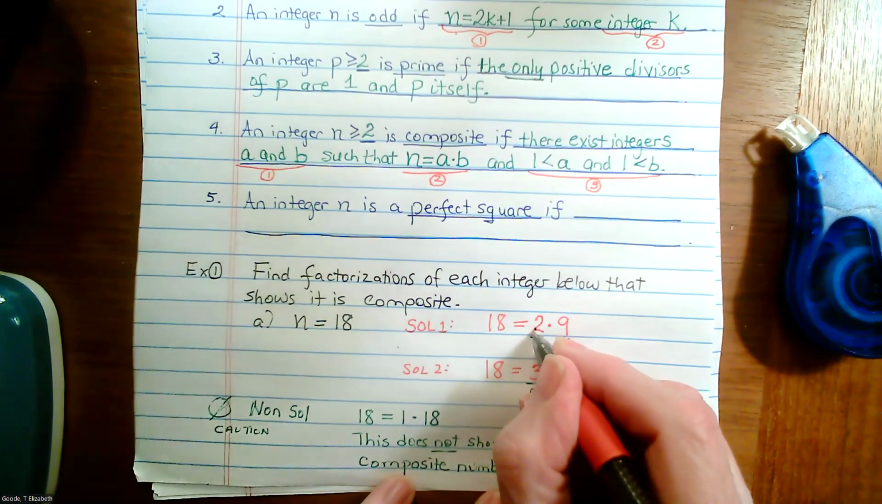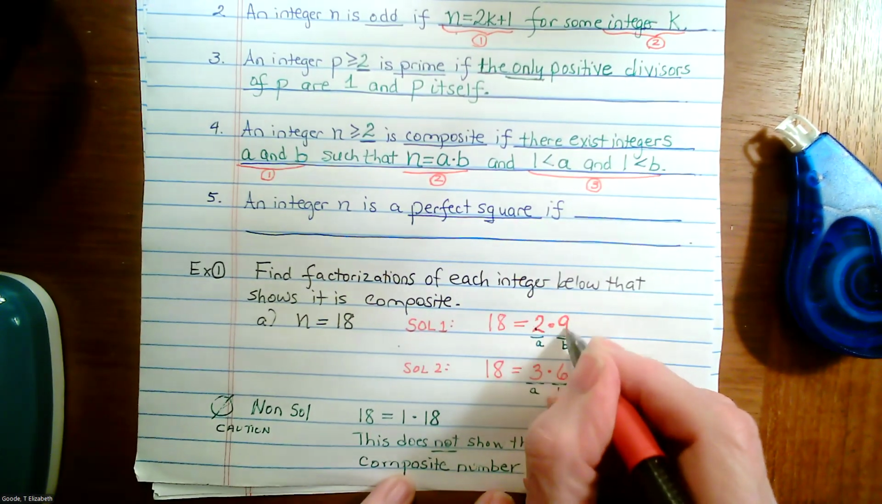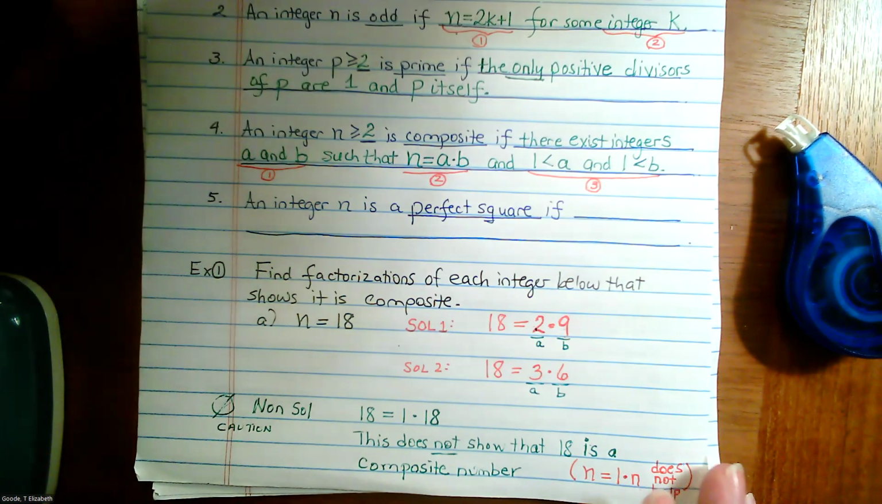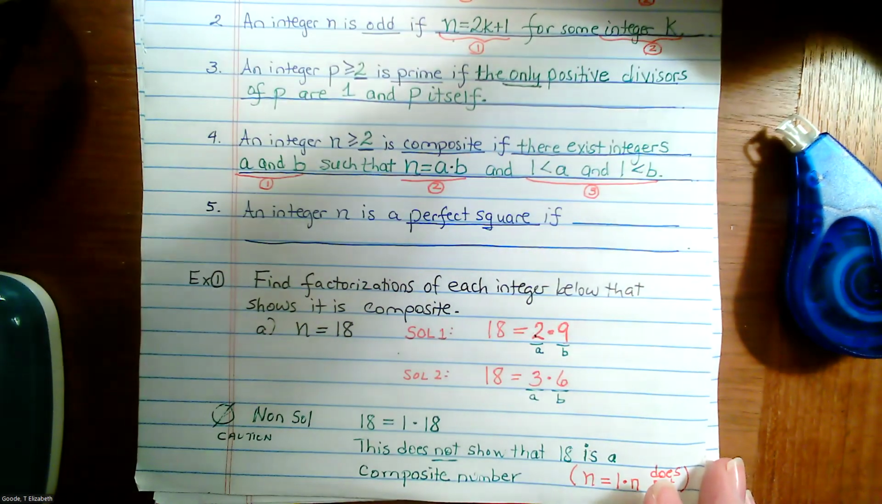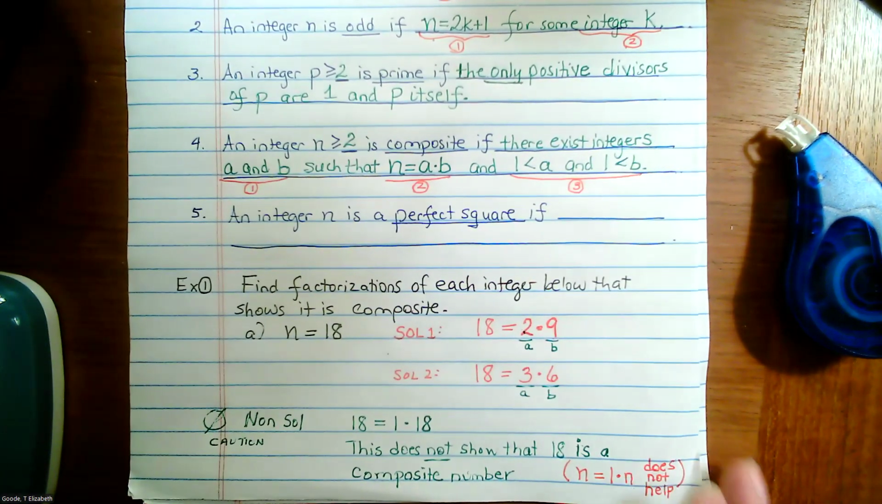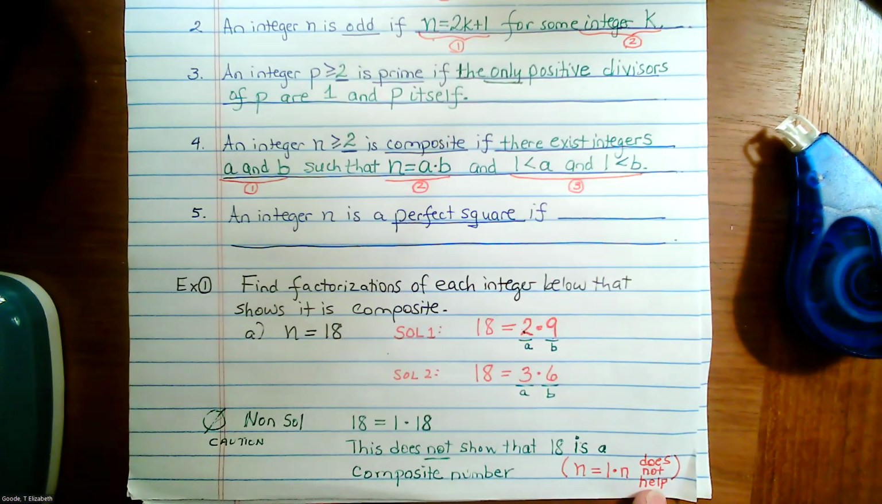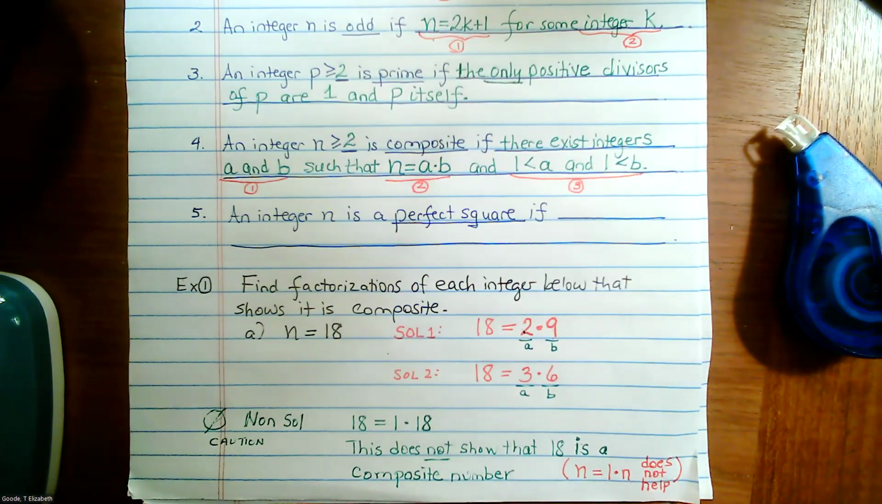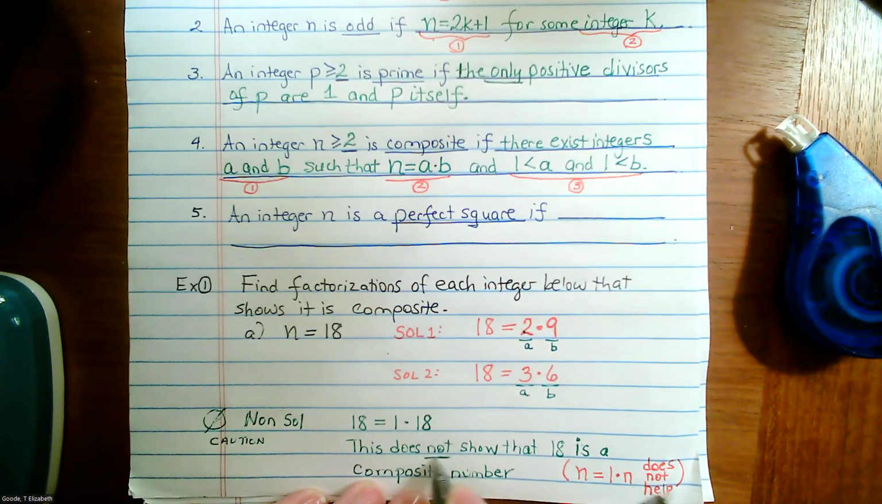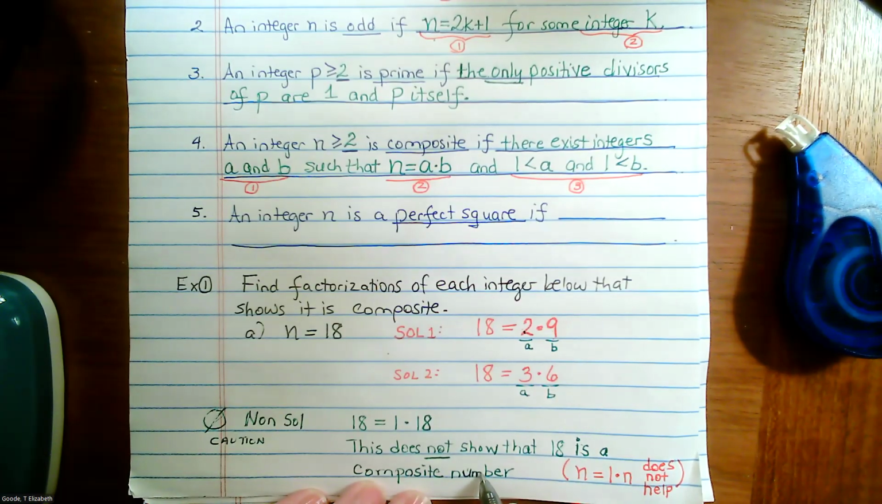Does that make sense? Yeah, we've got to find numbers that are in between the boundaries of the possible factors. 1 and n are always possible factors of an integer n, but those factors do not help us if we're trying to show that a particular integer n is actually composite. Okay.